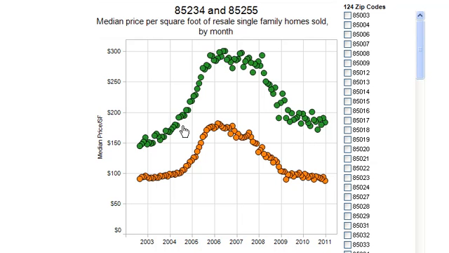So some differences in how the boom and bust affected different zip codes, and get some insights into how it played out. So this is John Wake with HomeSmart Real Estate.